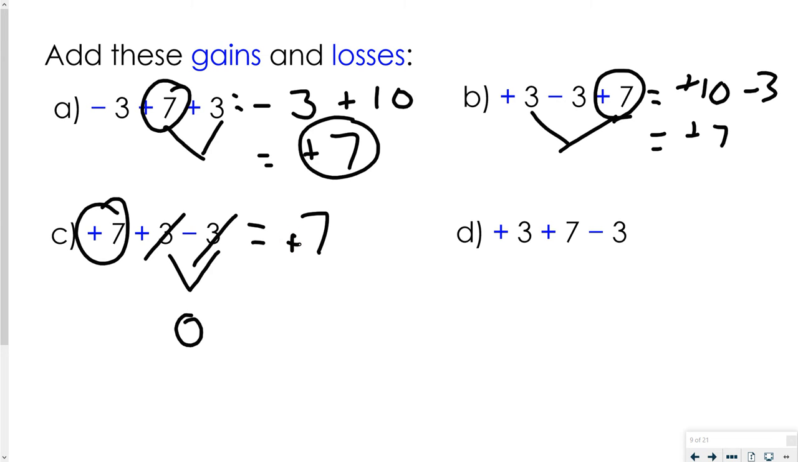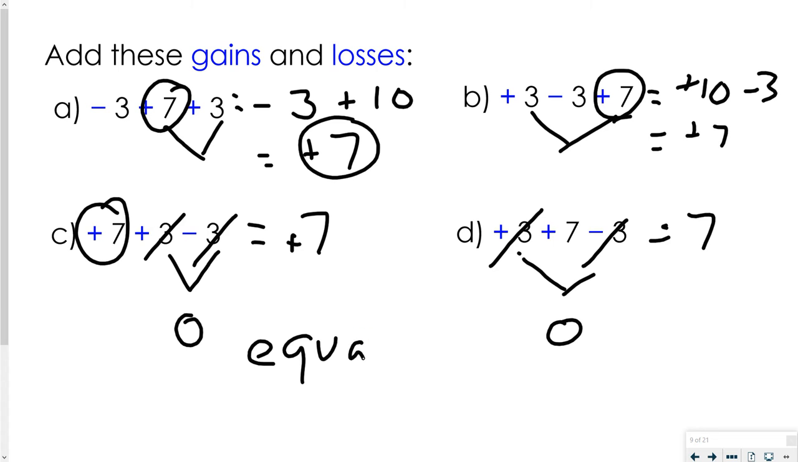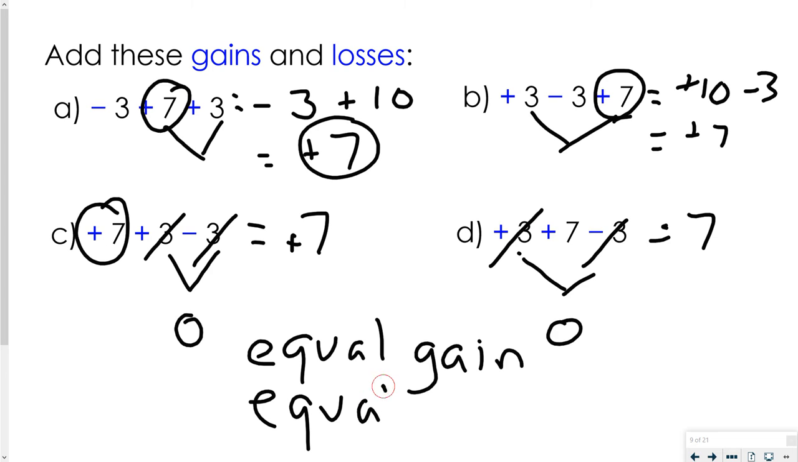So let's try D. Can you see any that cancel out? Or that are an equal gain and an equal loss? Sure. We've got a gain of 3 and a loss of 3. So they cancel out to be 0. So all I'm left with is 7. So here's a trick. When you're looking to solve, equal gain plus equal loss always equals 0.